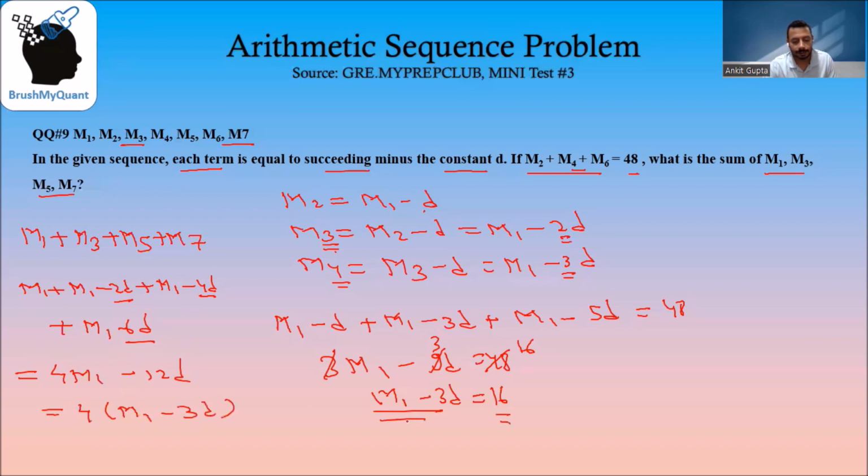We know M1 minus 3d is 16, so this becomes 4 times 16, which will be equal to 64. So our answer will be 64 in this case.